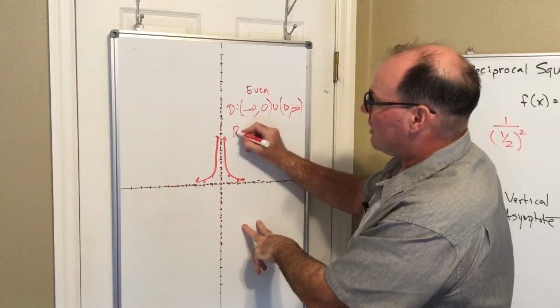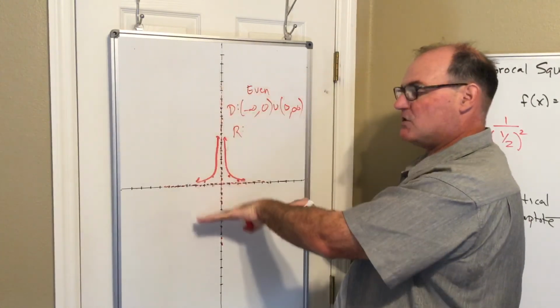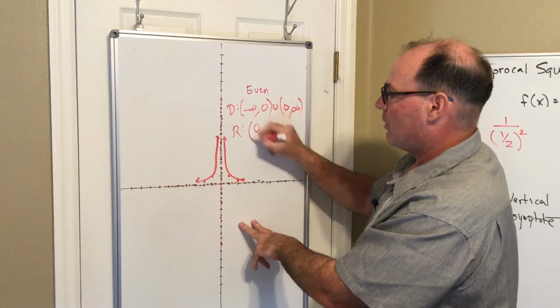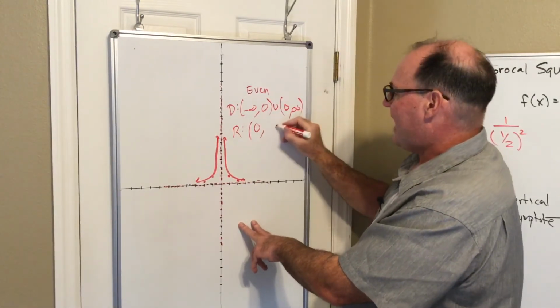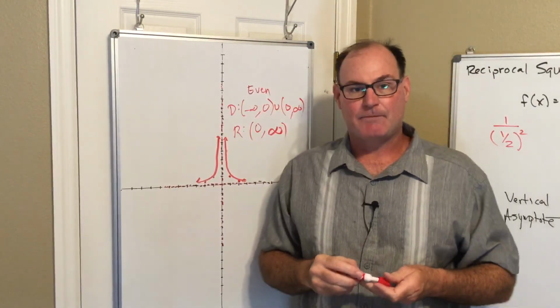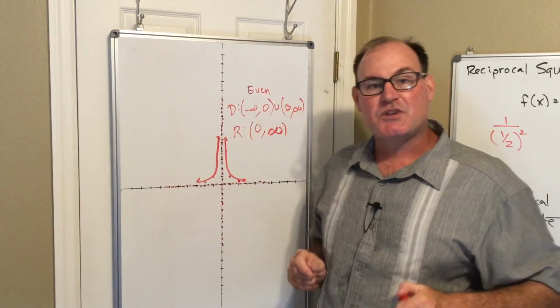And then the range of this graph, well, it never goes below the x-axis, so the lowest value is 0. Parenthesis, because it'll never equal, and then to infinity. So the furthest up it's going to go is infinity. Those are the attributes of the reciprocal square graph.